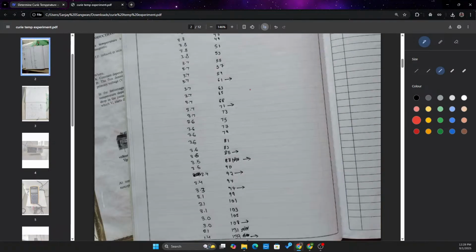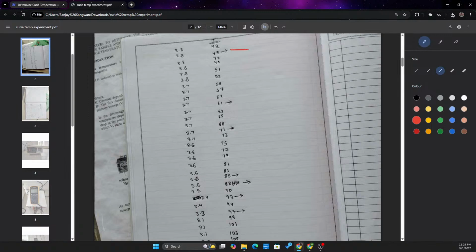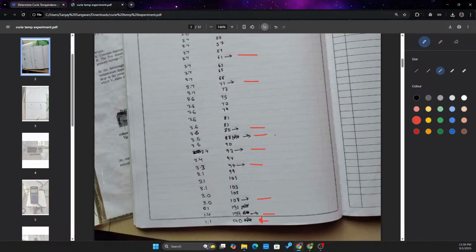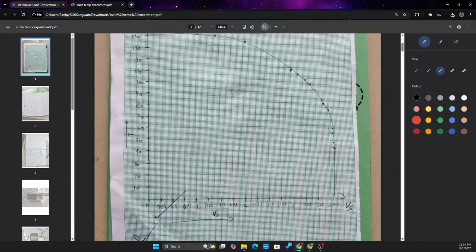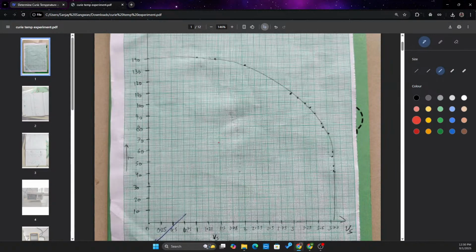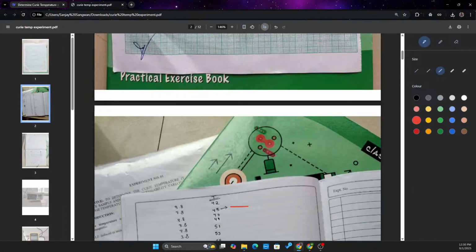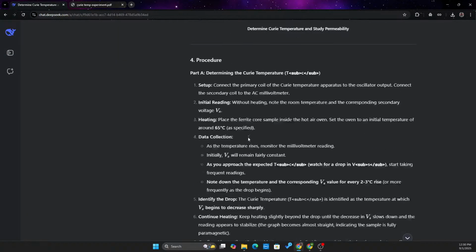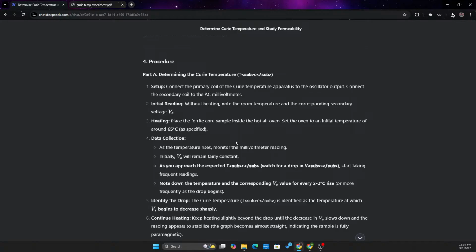Here are the readings, and these arrows show the points at which we took the hysteresis, that is, traced the hysteresis loop on the trace paper. These are the readings which we considered, and you can see they go up to 140. As I said, at 140 it gives the plain, horizontal graph. This is the graph which we plotted using the readings, as I have shown here. So that's the experiment, and let me show you the detailed information for it.